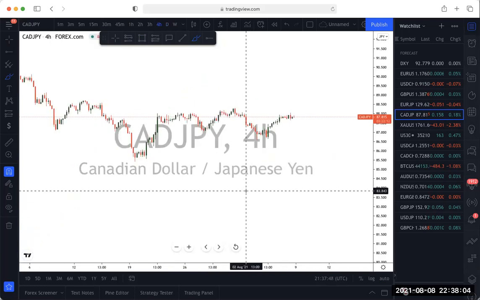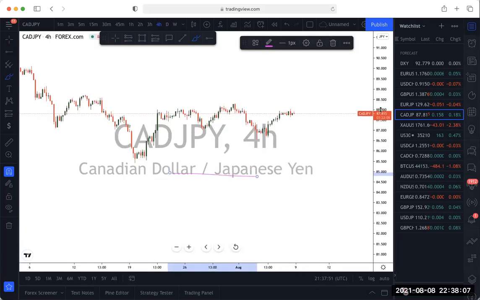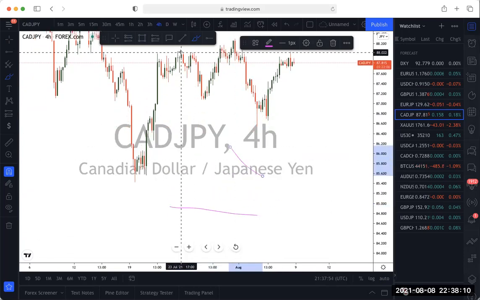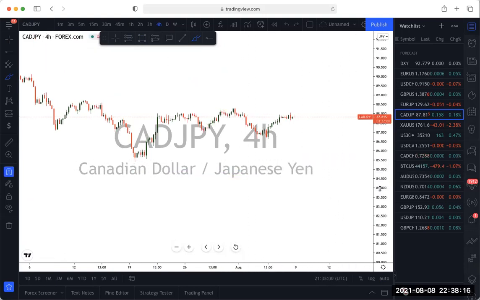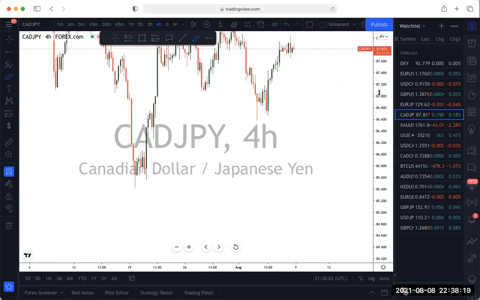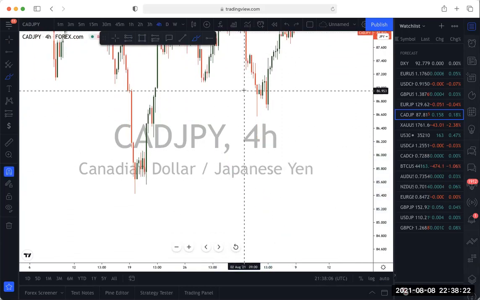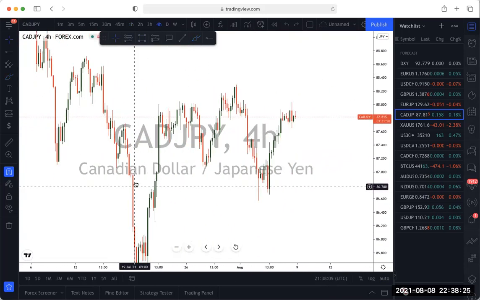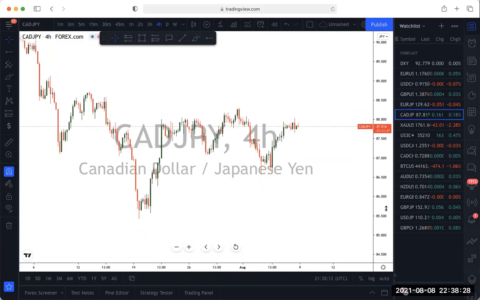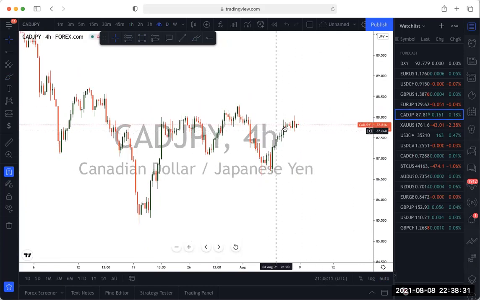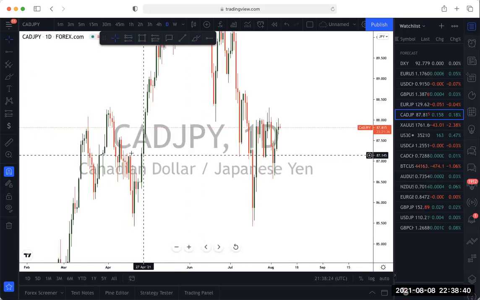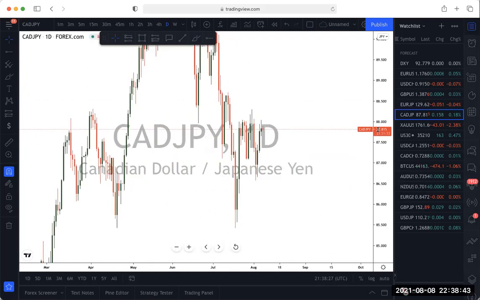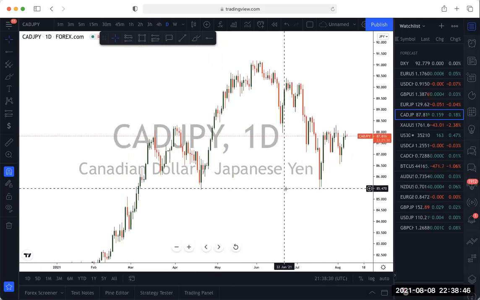Let's go to the 4-hour time frame. This is the 4-hour time frame. So what are we really expecting on this pair? We can see what is currently happening on it now, because my previous setup is actually not on TradingView. I'm just training myself to use TradingView, so just pardon me.